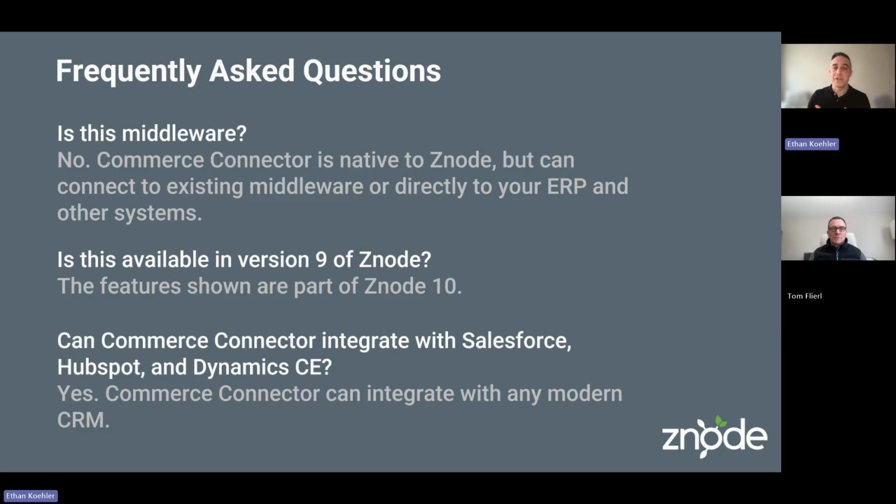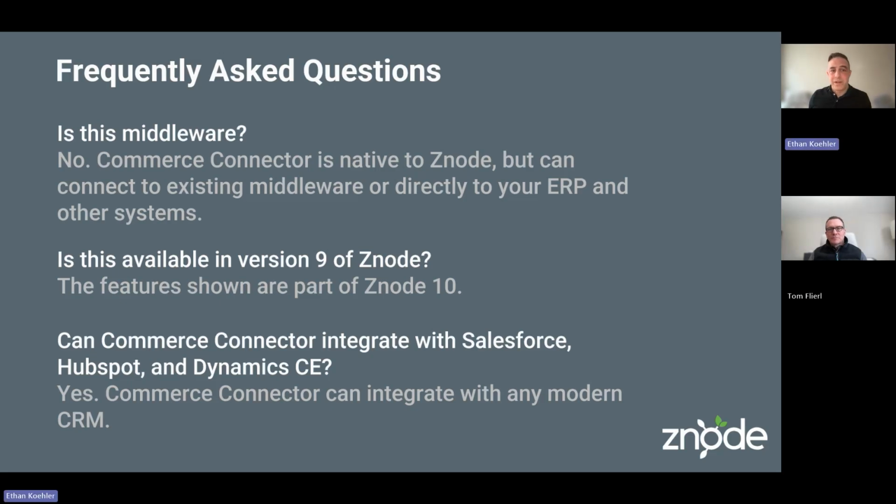In some cases, it can replace middleware, depending on where your organization is at and how you want to orchestrate connections. And of course, as you've already seen, it has extensive capabilities just to connect directly to third-party systems such as the ERP. Yeah, and one of the concepts of middleware is it's its own independent system. This is not independent of Znode, it's native to Znode. However, it does act similar to middleware connector frameworks.